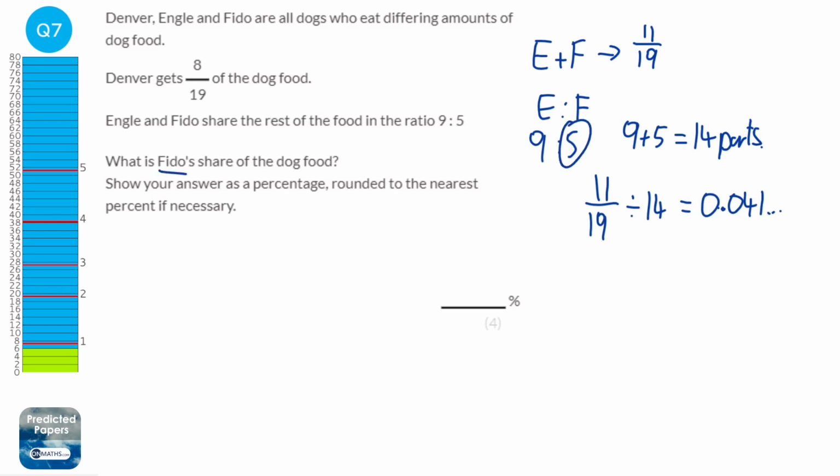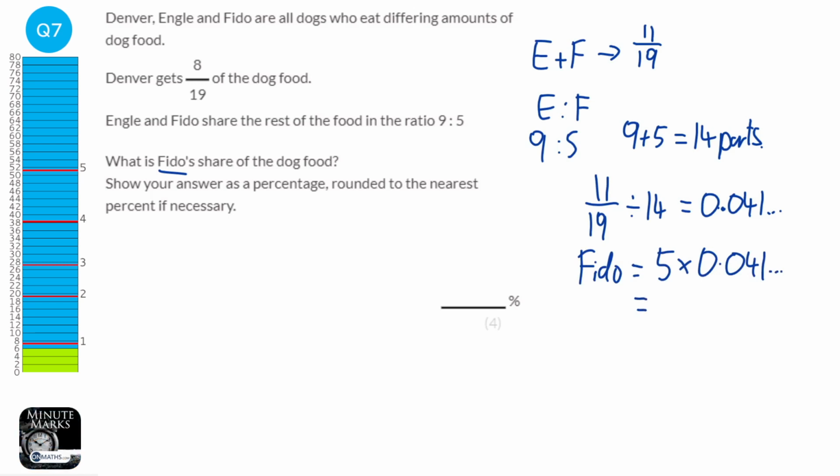Well, Fido has 5 parts. So Fido has 5 parts, each of them worth 0.041 and so on. I've kept it in my calculator to keep the accuracy. And when I do that, I get 0.206 and so on. Now we're asked to work it out as a percent, so I'm just going to times that by 100.